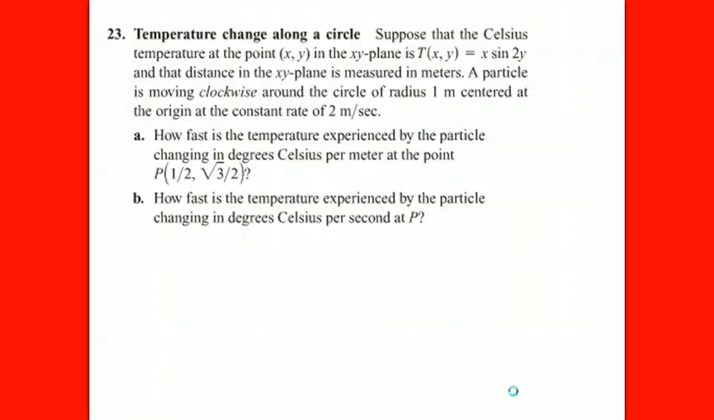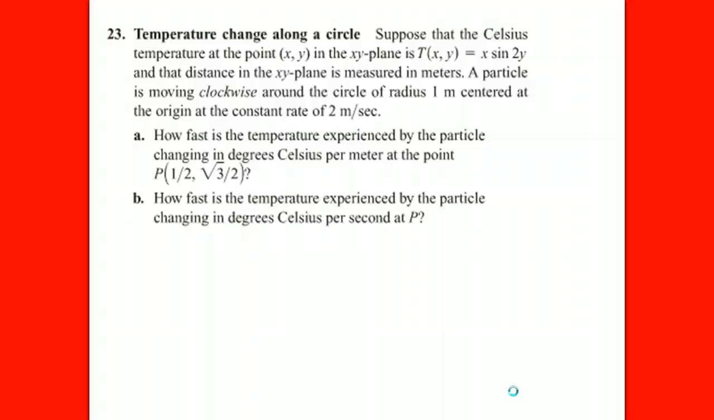The distance in the xy plane is measured in meters. You want to know how temperature is changing. You want to take a derivative of that. But x and y are also changing. The particle is moving clockwise around the circle of radius 1, around the unit circle. So both x and y are changing with time.